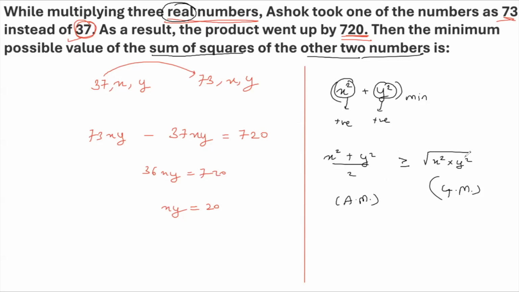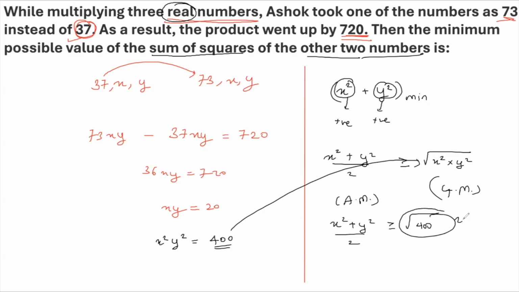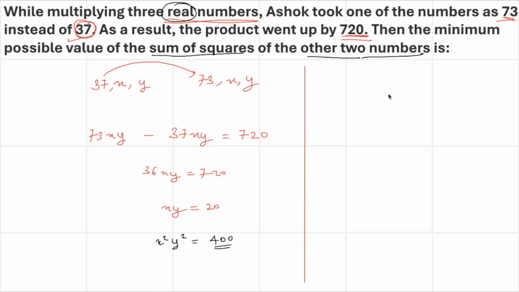Now next step, I already know the value of x into y. So from here, I can get x square y square. X square y square is 20 square, 400. And that I'll substitute here. So I will get x square plus y square divided by 2 will be greater than or equal to root of 400. Root of 400 is actually 20. Multiply by 2 on both sides, you get x square plus y square is greater than or equal to 2 into 20, and that is 40. That's the answer to my question. The minimum value of the sum of the squares of the other two numbers is nothing but 40. So that's one way of getting the answer, guys.